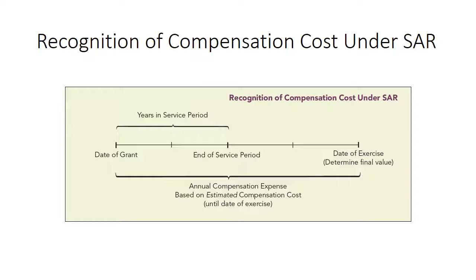So here is a timeline of what we're talking about. These stock appreciation rights are provided on the date of grant. The employees have to work for a certain service period, and then they have the ability to exercise. The compensation expense related to these stock appreciation rights will be recognized over the time period from the date of grant to the actual date of exercise.